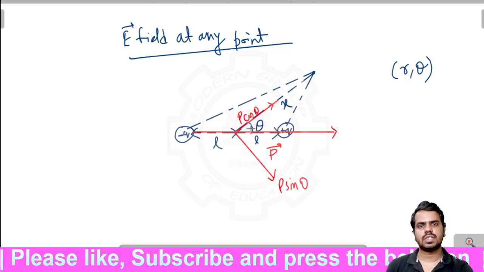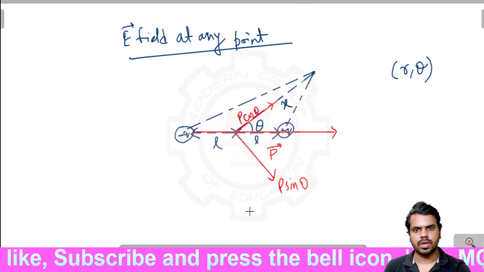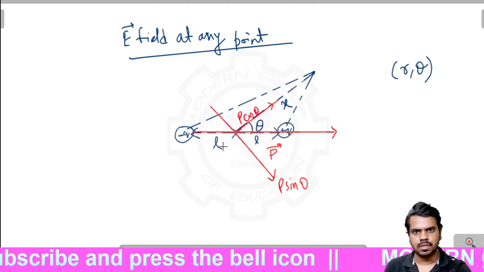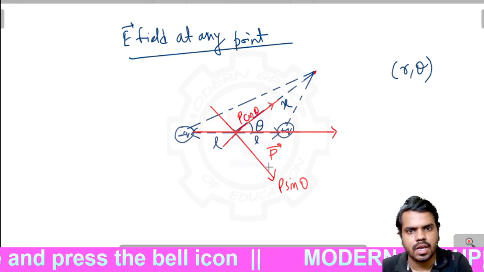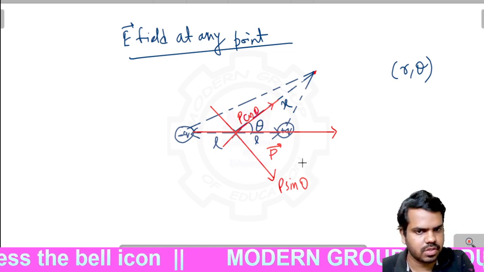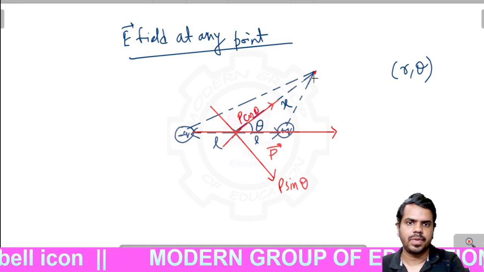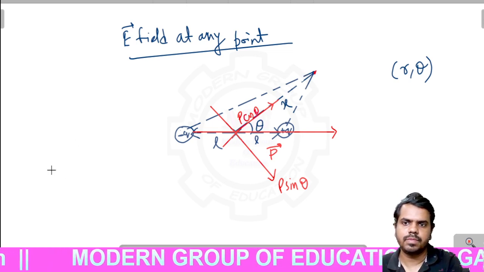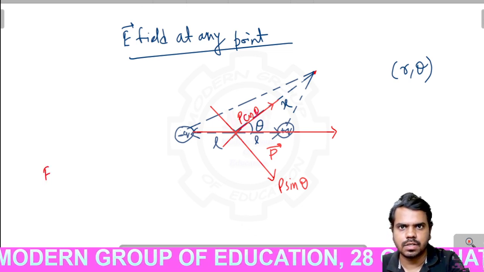Now for p cos theta, this is the axial point, and for p sin theta, this is the equatorial point. We have already learned about the axial and equatorial formulas, so we are applying this technique. For p cos theta, this is the axial point. So the E axial for this point will be, sorry, changing the color.